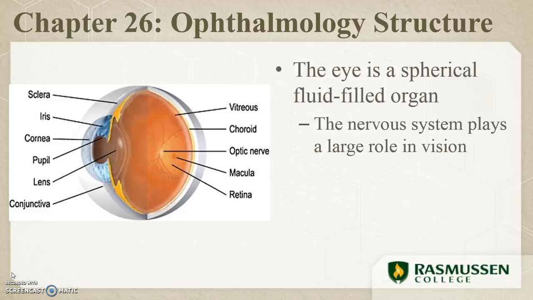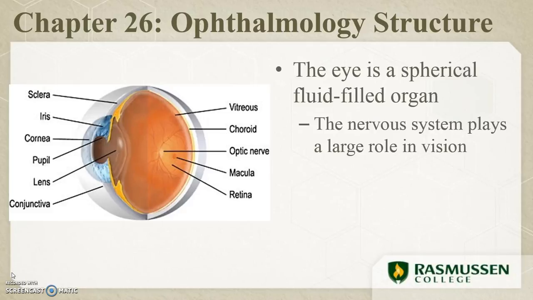So chapter 26 is going to start our focus on the eye, or the ophthalmology structure. I want to start with discussing and talking about the eye and its structure and also the diseases that are associated with it, because then it makes it a little bit easier to understand the procedural parts of this. So the eye is a spherical fluid-filled organ composed of structures that facilitate your vision. Those structures are your cornea, pupil, lens, and retina.